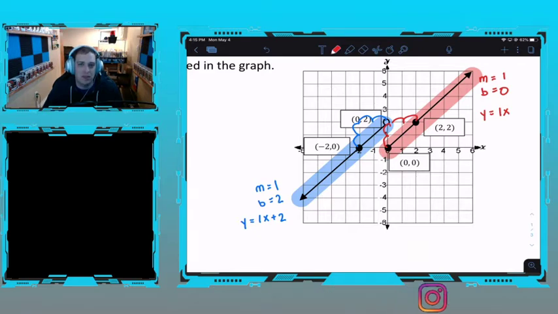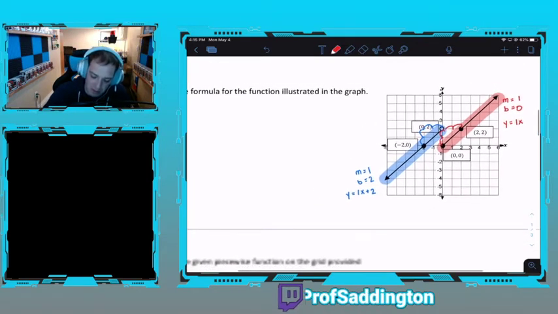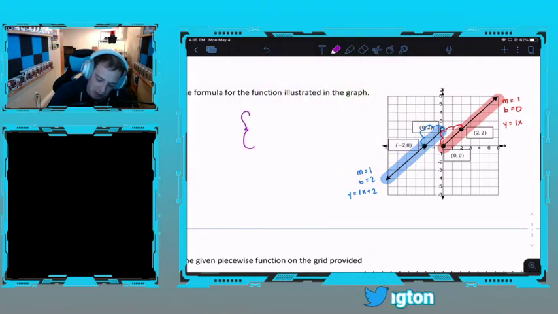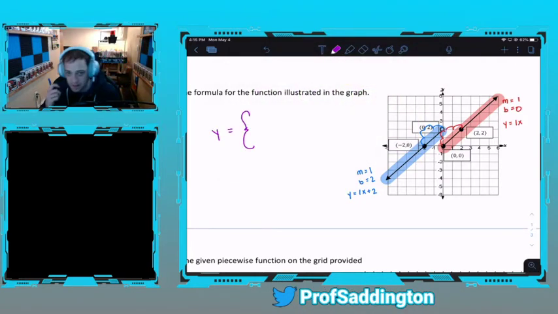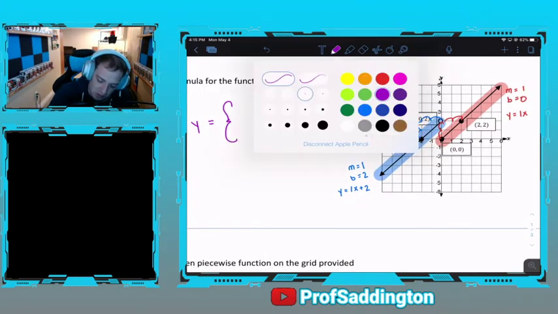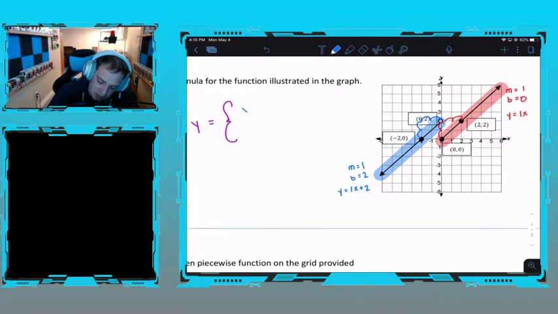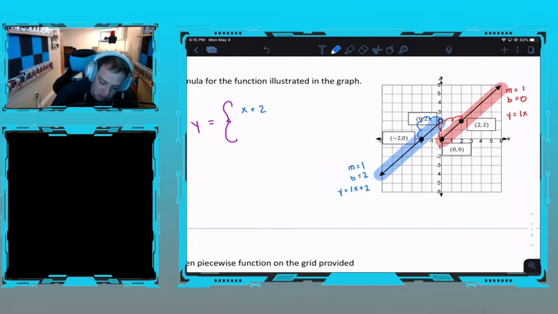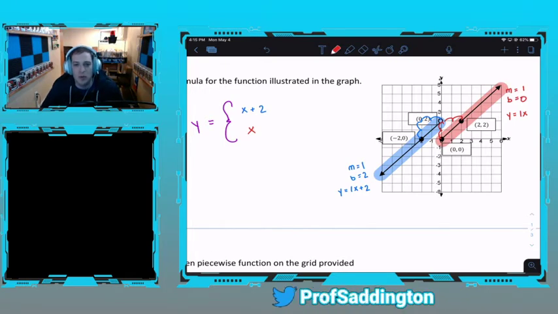They're only pieces. If I want to draw out the piecewise function, that's where that squiggly bracket comes into play. We had y equals. The first equation was the blue one, and we said that is just x plus 2. The second equation was just x. So that's the equation as a whole. We just want the pieces of them, so we need to know the smallest piece all the way to the largest piece.